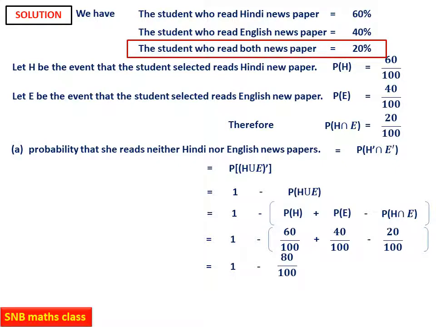60 plus 40, that is 100. 100 minus 20, because the LCM is same. So simplify further. It is 20 by 100, or you can also simplify it as 1 by 5. So 1 by 5 is the required probability. So this is the first part A. Let us proceed.